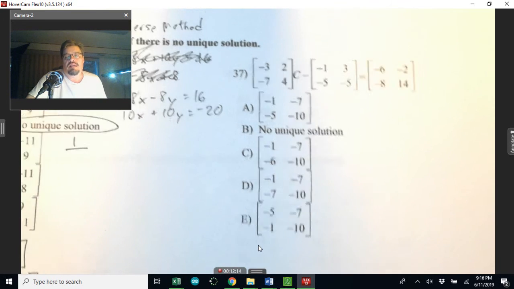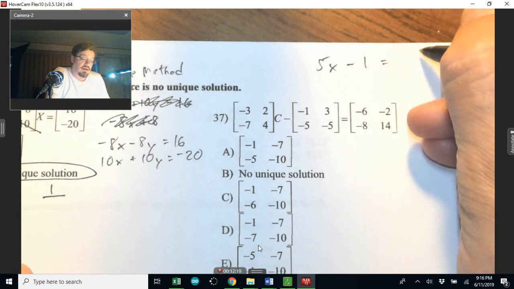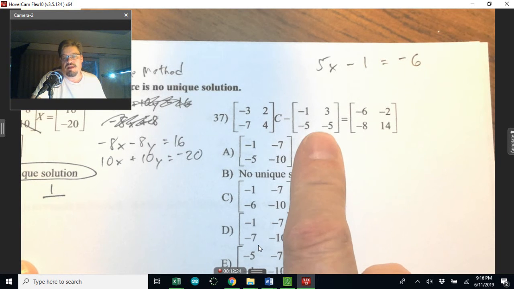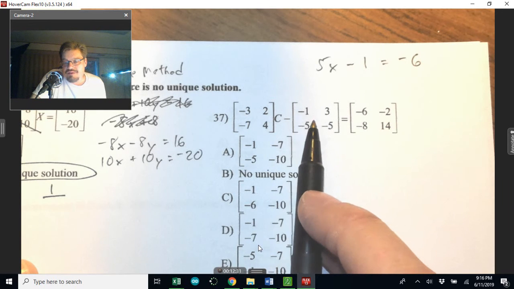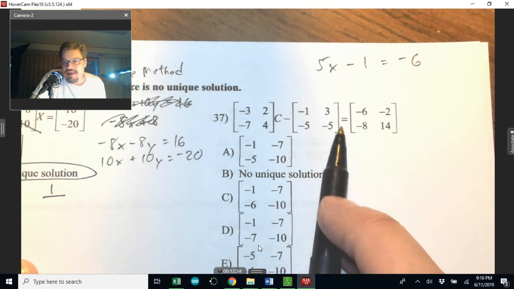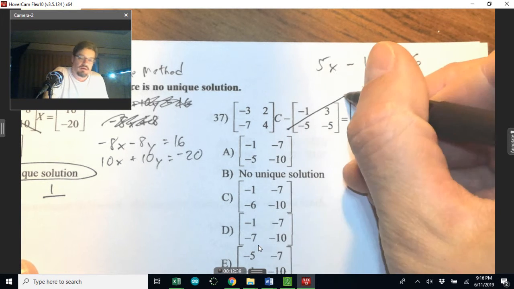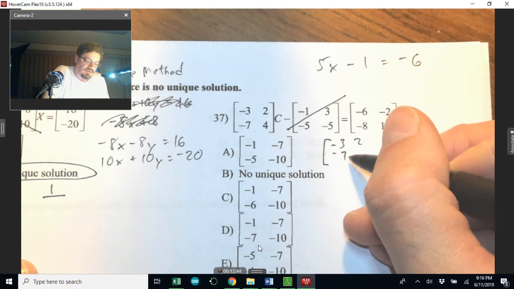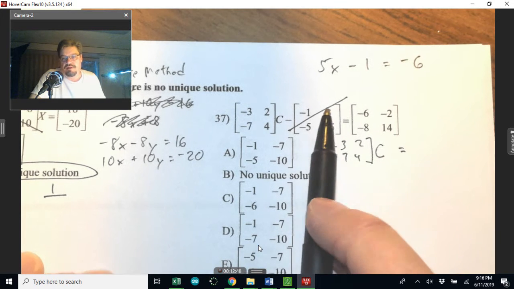Now over here, this would be more like a 5x minus 1 equals, I don't know, say negative 6. Okay, you've got to take care of this guy first. Now you can do this in your calculator, but man, why? Just do it in your head, because if I am subtracting this matrix on this side, I need to add a positive version of this matrix to both sides, and then he's gone. Okay, so I'm going to rewrite this as negative 3, 2, negative 7, 4, C equals, and I'm going to do this in my head. This should be no problem.